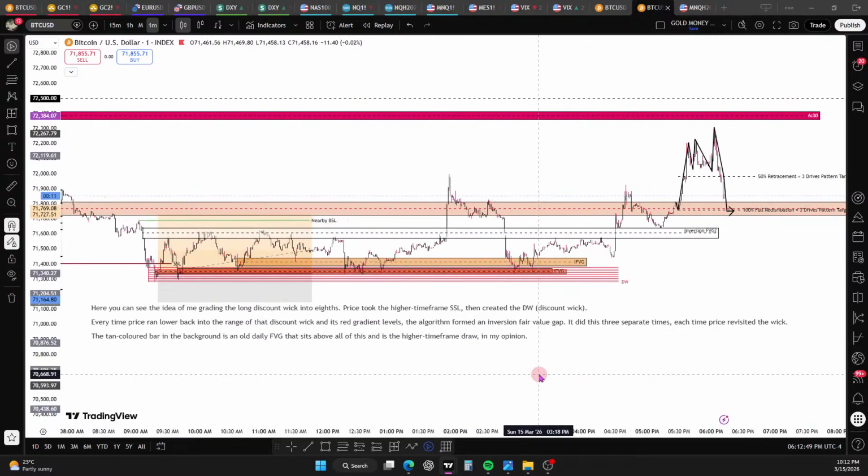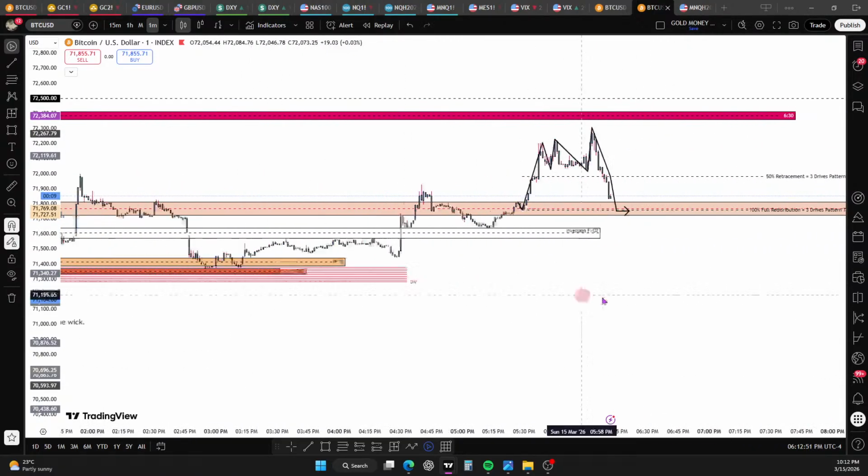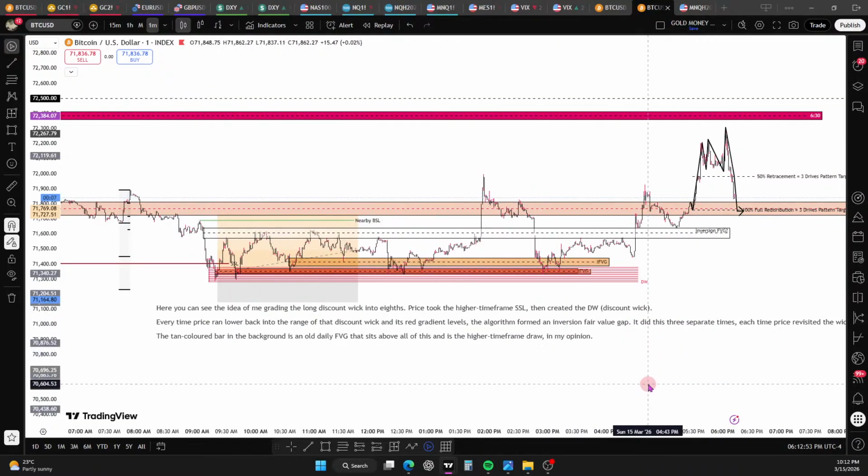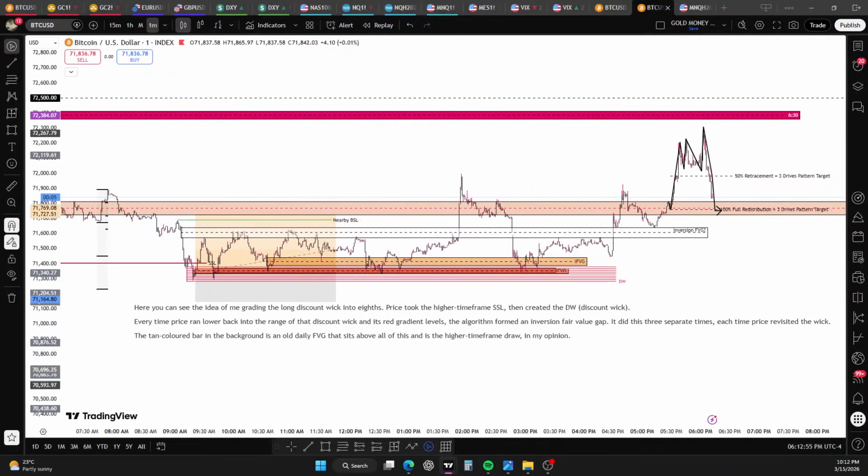The amount of trust I have in that pattern is crazy for a 50% retracement. I trust it quite a lot. Sometimes I would never notice it, and if I don't notice it, then it didn't happen. But that one did happen. This is a three drives pattern in reverse. That's not the same thing at all.